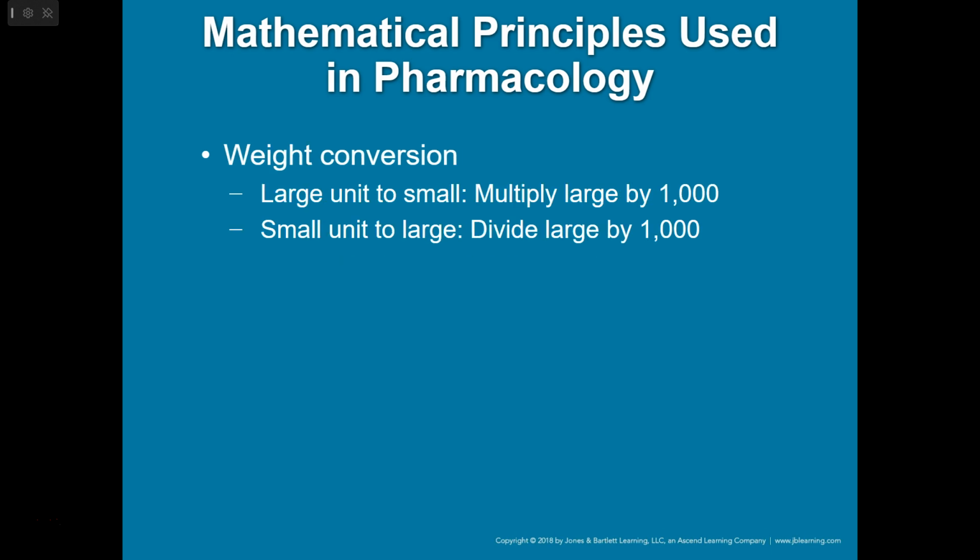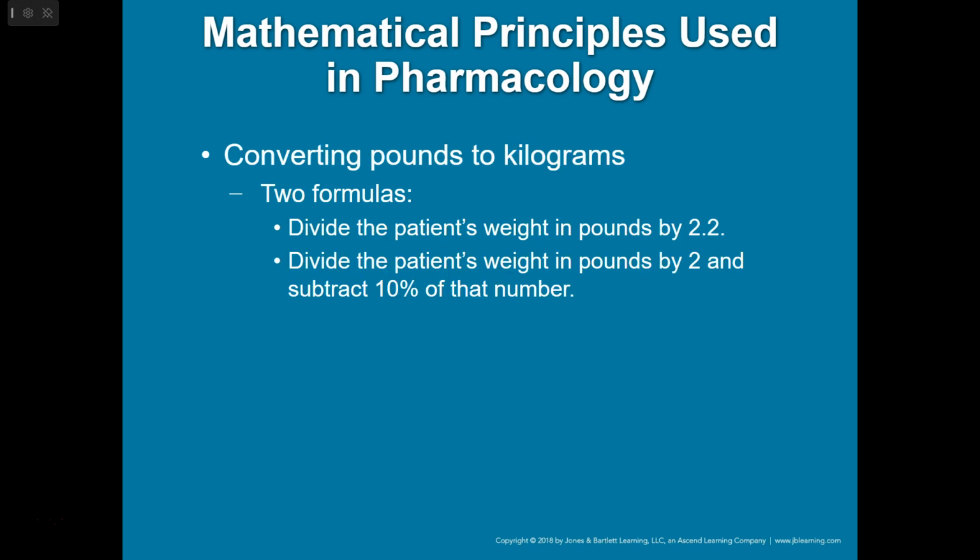Weight conversion. Larger unit to small, multiply the large by 1,000, or vice versa. We use kilograms for all of our weights. Converting pounds to kilograms, there are two different ways to do it. We can divide the patient's weight in pounds by 2.2, or we can divide the patient's weight in pounds by 2 and subtract 10%. So if you're using a calculator and you've got someone who is 220 pounds, divide that by 2.2, which gives you 100 kilograms.